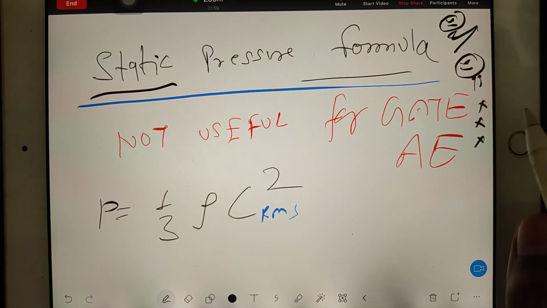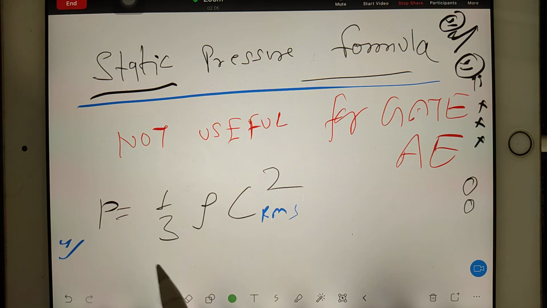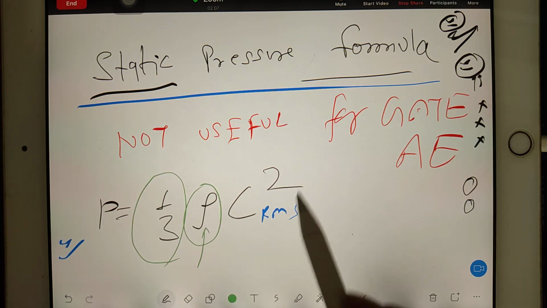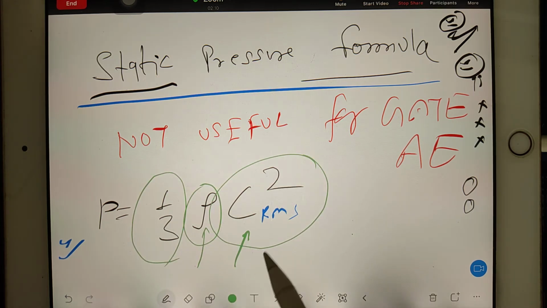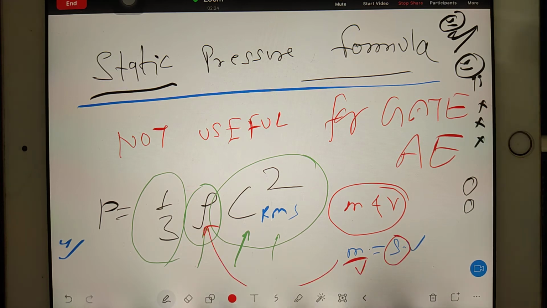If you are doing your masters on turbine or compressor type of things, then in that case this formula will be useful. One-third rho, where rho is the density of the liquid, and C_rms, where C is your root mean square velocity. Some people write this formula in terms of mass and volume also. They use mass equals density into volume, and they replace the rho value with mass by volume. I hope we have got this.